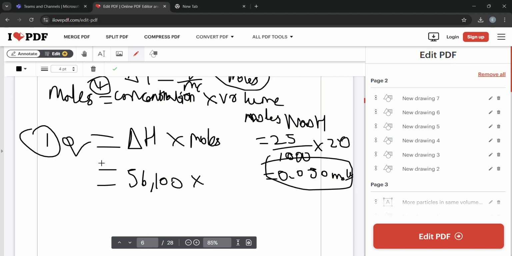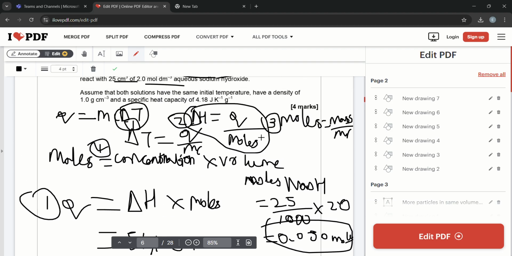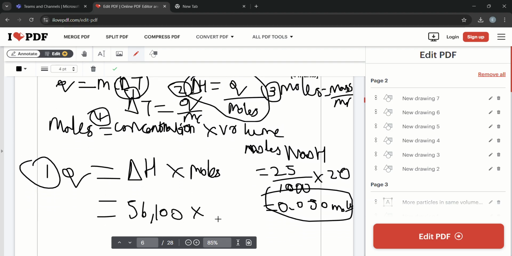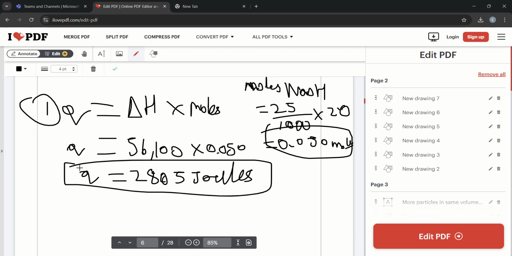So now we can say delta H is Q over moles. Q equals delta H times by moles. What I've done is rearrange it, times by moles. Moles is 0.050. Therefore, Q is equal to 2805 joules. Remember, Q is measured in joules. Heat energy released in joules.